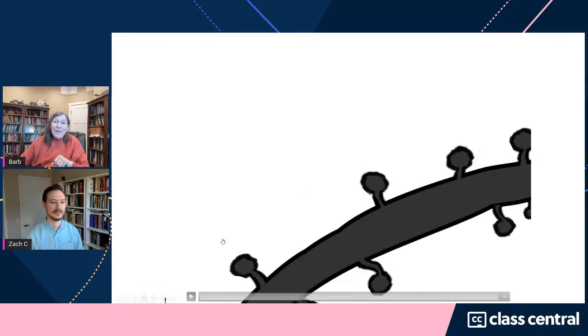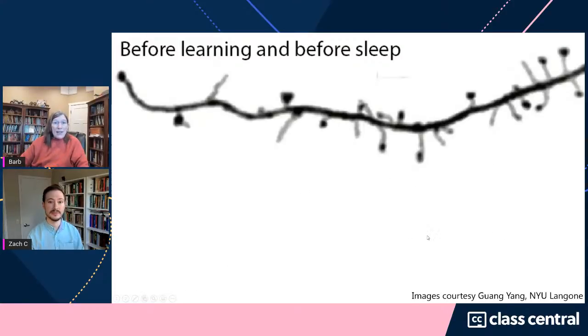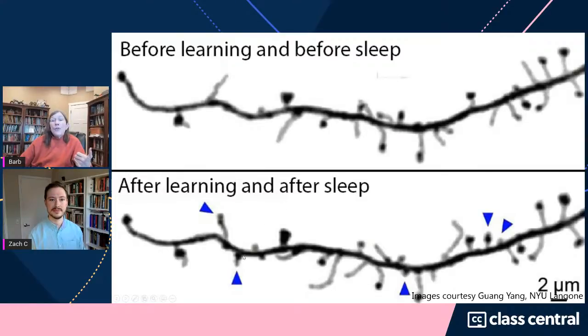So, in fact, we can actually see this using light microscopy techniques. If you look, here's a dendrite with these little dendritic spines. This is before learning and before sleep. And this is the exact same living neuron after learning and after sleep. You can see that there are little dendritic spines that have grown or strengthened because of the sleep process.